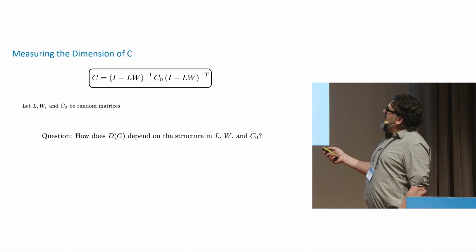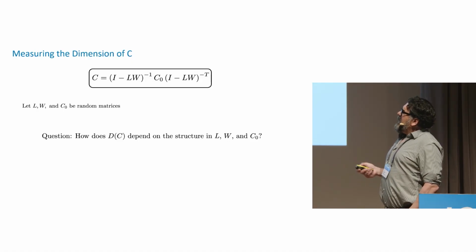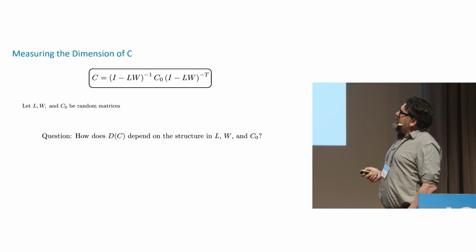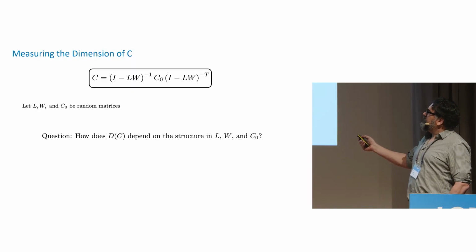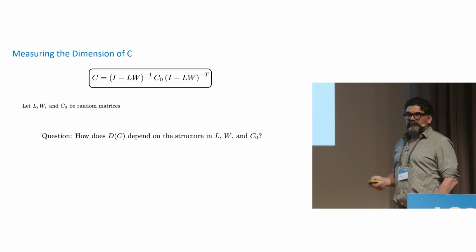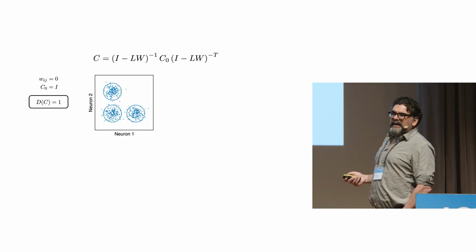Okay, so we have three random matrices: L, W, and C0. The question is how does the structure of the eigenspectrum of C depend on what we assume for the generating properties of these three matrices? This ends up being a reasonably hard problem, so let's break it down.